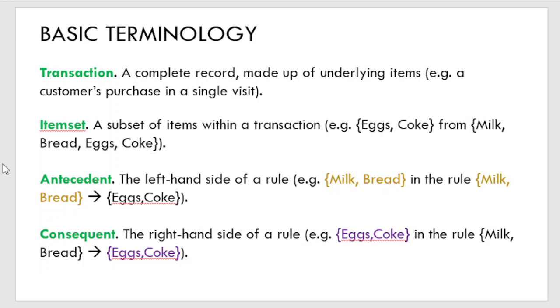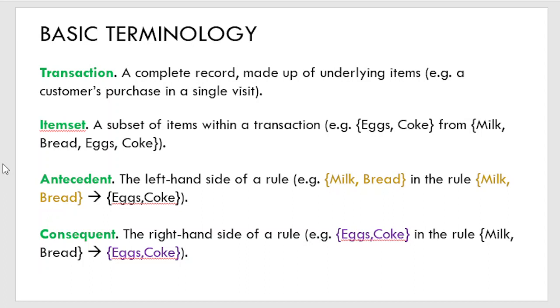So some of the terminology that we need to understand is listed on this slide. We have a transaction, which is a complete record made up of underlying items, for example, a customer's purchase in a single visit. Then we have an item set. This is a subset of items within a transaction. So it could be one item, it could be two items, or it could be the entire transaction. For example, here in a transaction with milk, bread, eggs, and coke, just eggs and coke, the two of them, could be an item set of that transaction.